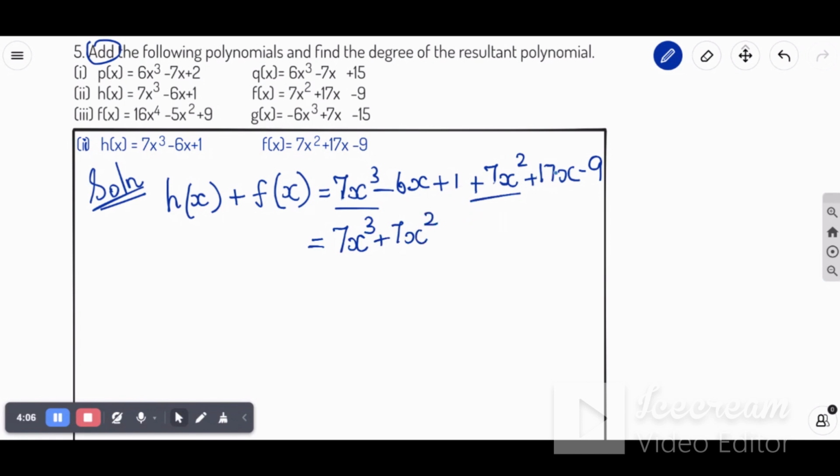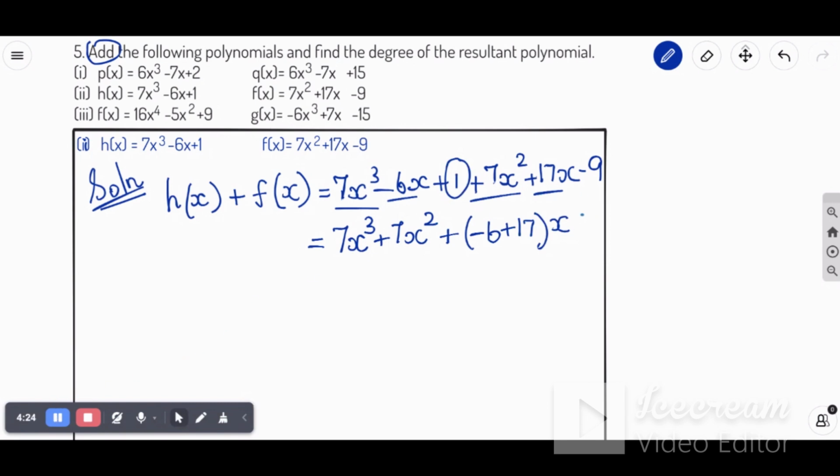Then what we have to do is go to x. So in x we have got minus 6 and also plus 17. So that will be plus 11 into x. Then you have to go to your constant terms.